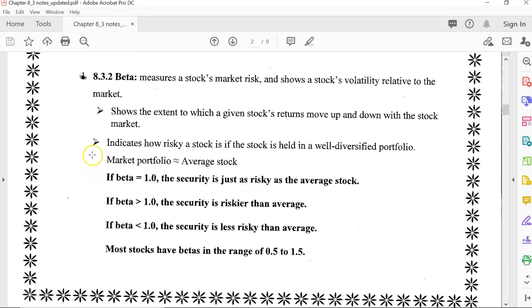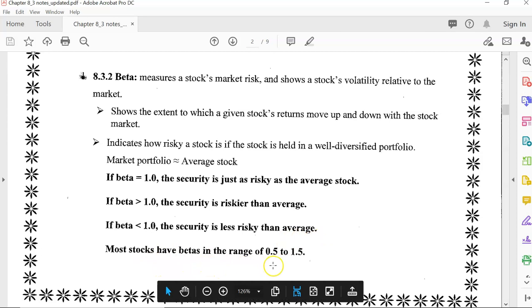Okay, and the market portfolio, we can treat it as an average stock. If beta equals 1, the security is just as risky as the average stock. If beta is larger than 1, the security is riskier than average. If beta is smaller than 1, the security is less risky than average. Most stocks have betas in a range from 0.5 to 1.5.